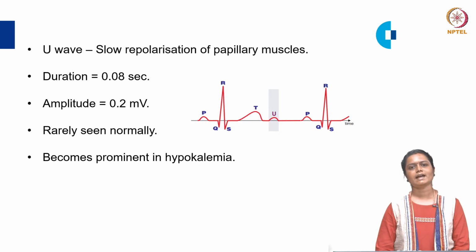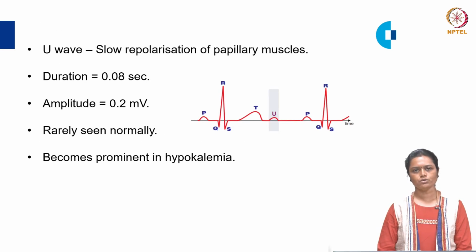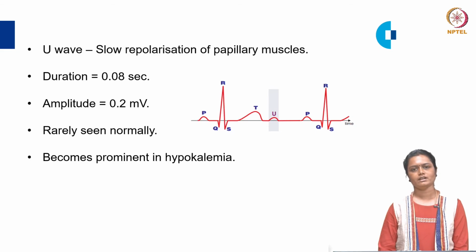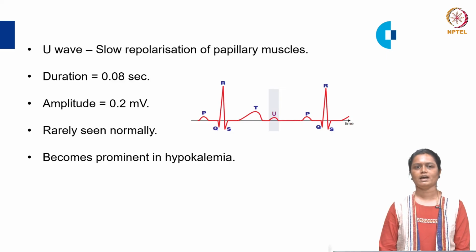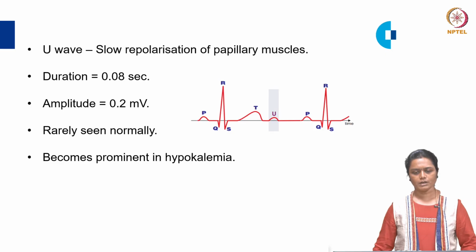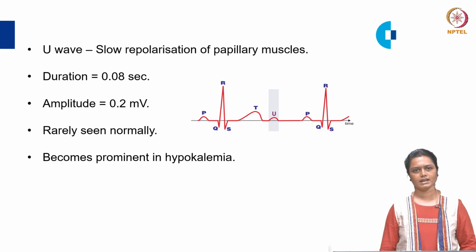The next wave which can be recorded on ECG is the U wave, and this wave reflects the slow repolarization of papillary muscles. The duration of the U wave is normally about 0.08 second and the amplitude is about 0.2 millivolt. This U wave is rarely seen in normal people, and you can have a prominent U wave in metabolic disturbances like hypokalemia.